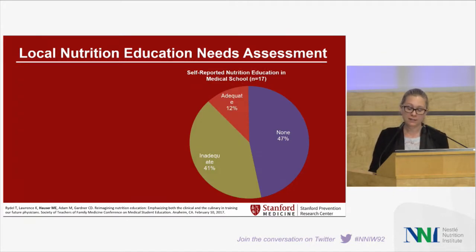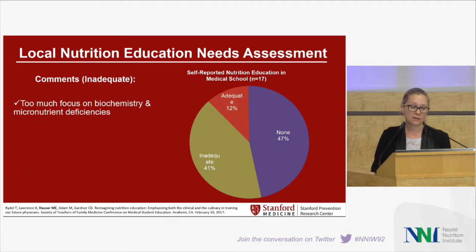So what she got when she asked about basically self-reported assessment of what these physicians had learned in medical school about nutrition, 47% of them felt that they got zero nutrition education, and the majority of the remainder felt that what they got was inadequate.